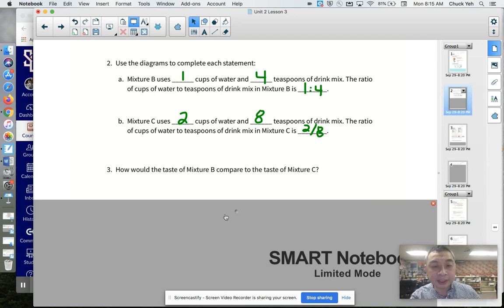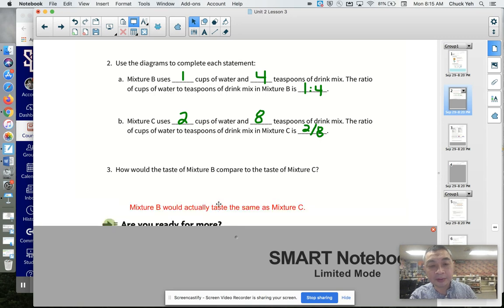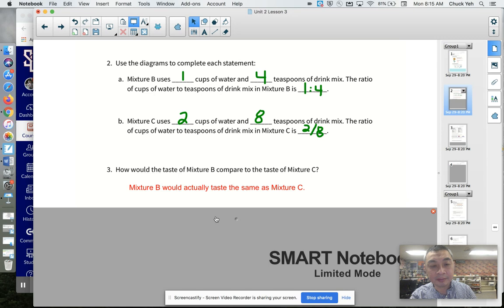How would the taste of mixture B compare to the taste of mixture C? It would actually taste the same. Think about it this way. If you had one 2-liter Pepsi, and you had another 2-liter Pepsi and you mix them together, do they taste different? They taste the same. So it's still the same amount, except it looks bigger. 2 to 8 is the same thing as 1 to 4. So think of it that way.